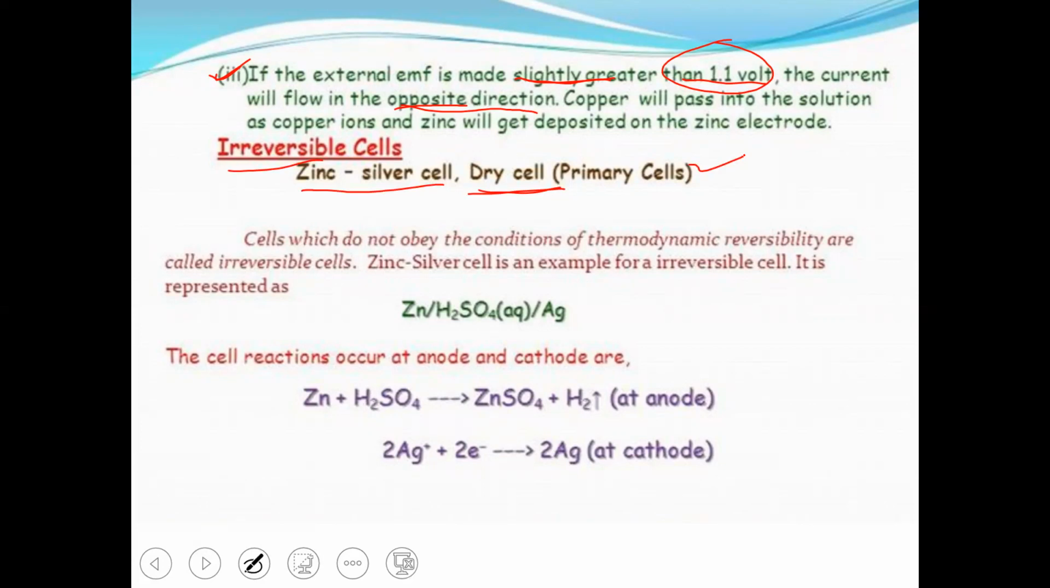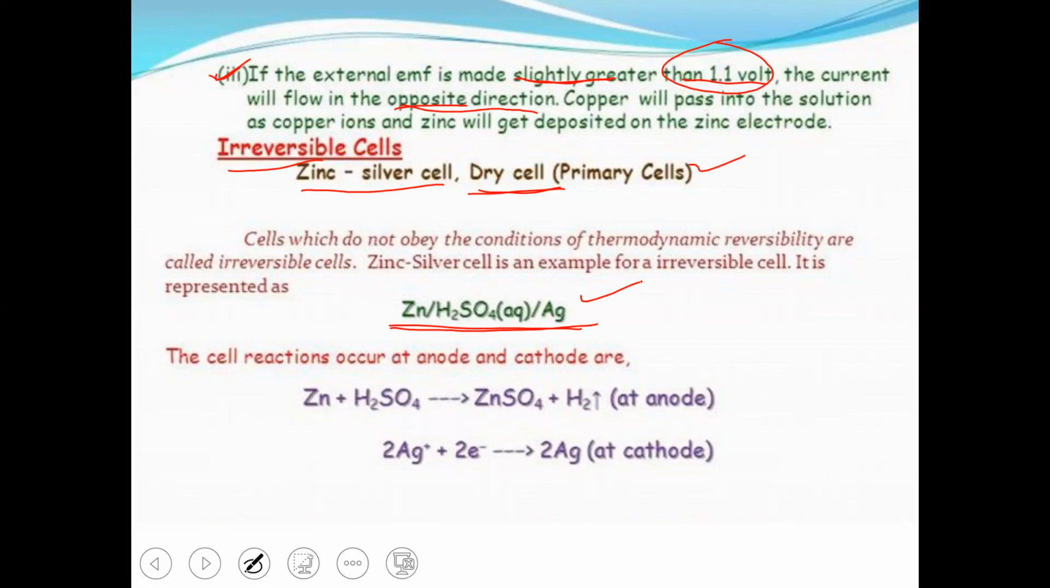Yes, we know that the zinc silver cell is an example, and it is represented like this. So this is the cell representation of the zinc silver cell: zinc, H2SO4 aqueous, and silver.